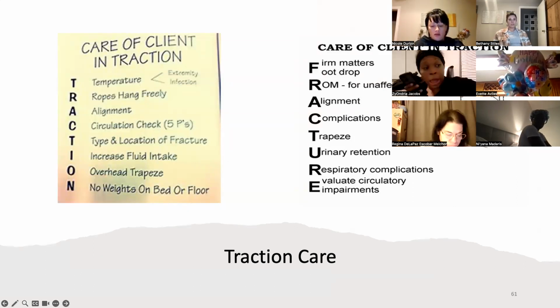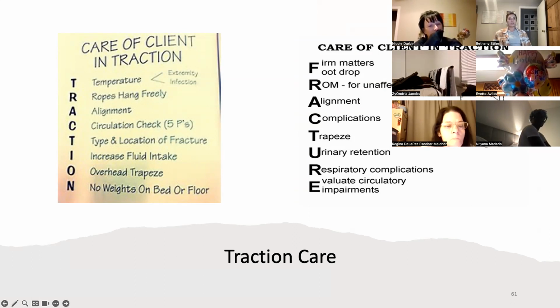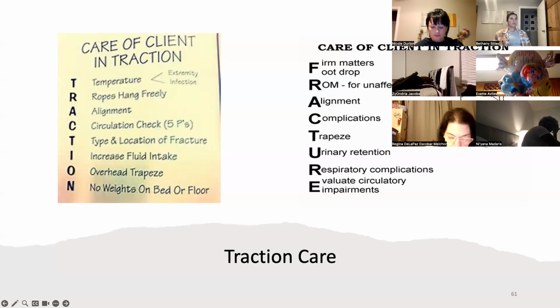Talking about traction care. So there's two mnemonics that we use in relation to traction. So the first one is traction itself. So we look at the temperature of both the extremity and the patient's overall temperature. So if we take their temperature and they have a fever, it could indicate infection. If we are looking at the extremity, we're making sure that we have adequate blood perfusion. We want to make sure our ropes are hanging freely, that our limb is in alignment. We're going to do our circulation checks.